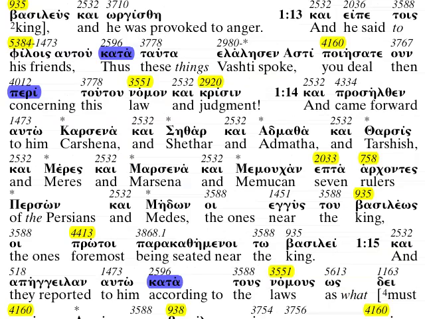And he said to his filis, friends, kata, thus, these things Vashti spoke, you do or you deal, concerning peri, another preposition, concerning this nomon. And krisin, a crisis, is a judicial word.